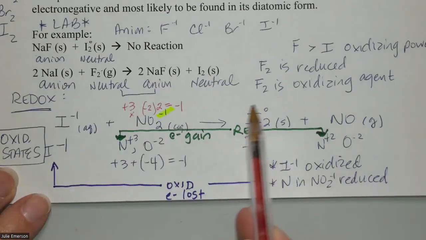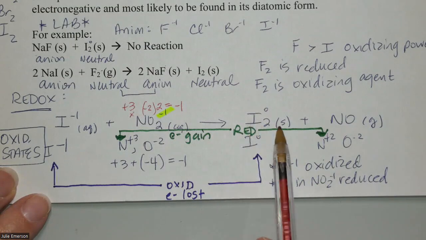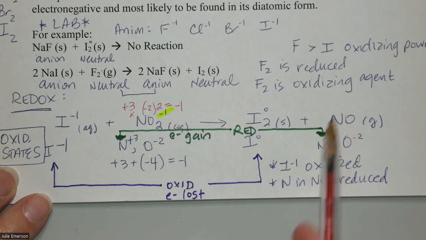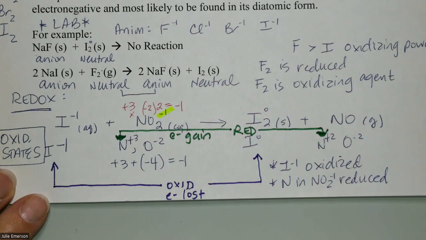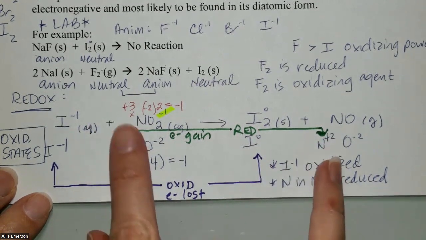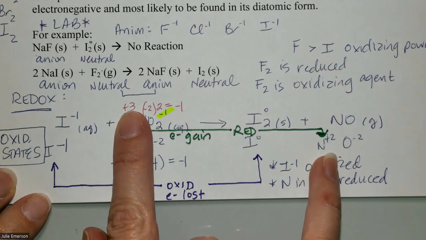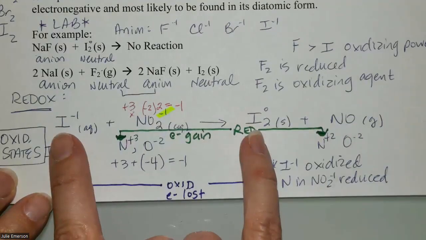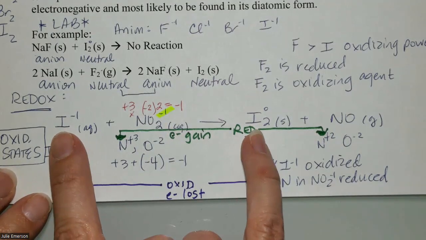The I2, just separate as a unit, that's neutral. And then nitrogen monoxide, just looking at that, oxygen's -2, so nitrogen must be +2. Okay, and then once you know your oxidation states, you can see nitrogen has been reduced, went from a 3 down to a 2. And the iodine has been oxidized. It went from a -1 up to a 0.